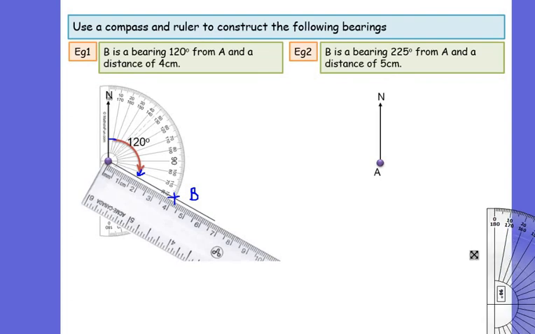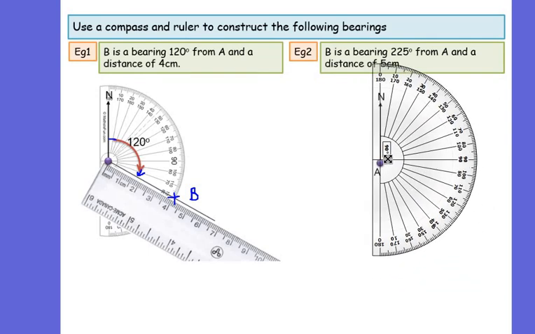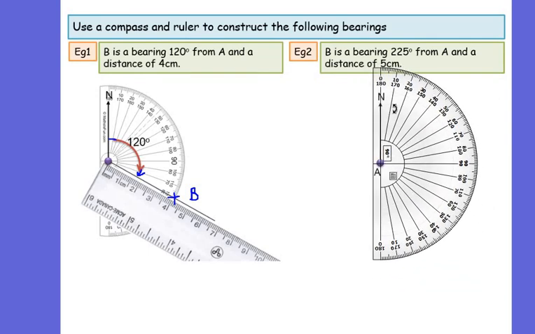Okay, let's work it out. Let's get my protractor out and set it up here on A. So I need to measure an angle of 225, which I can't do. My protractor only goes up to 180. So we know that straight down is going to be 180. But we need a further 45 degrees because 180 plus another 45 will give me my 225 degrees that I need.